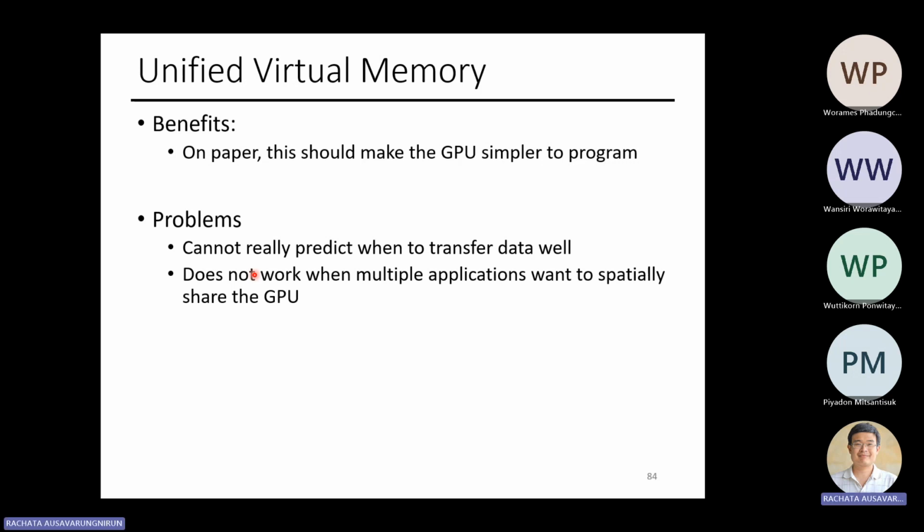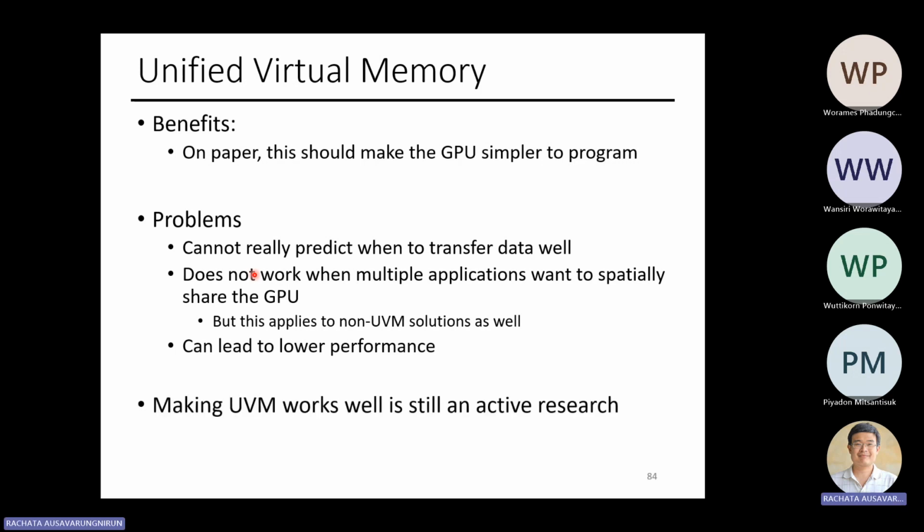On top of that, let's say you want to share the GPU amongst many applications. You cannot really spatially share the GPU, right? This also applies to non-UVM solutions, to be honest, but this lowers the performance. And making UVM work is still active research. It's not easy. Also, making GPU sharing work is active research. It's not easy to make it efficient. It's doable, you can do it, right? But it's not as efficient as you would wish it to be.